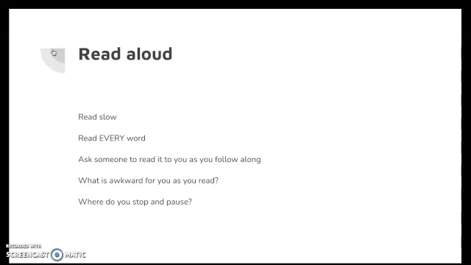Have your friend, your roommate, someone else you know, read it to you and follow along. See where they do the same thing. Where is it awkward for them? Where might they pause? All these things can really help you in doing your proofreading.